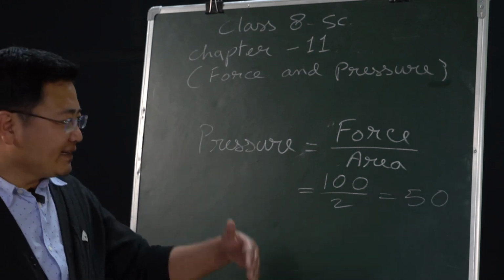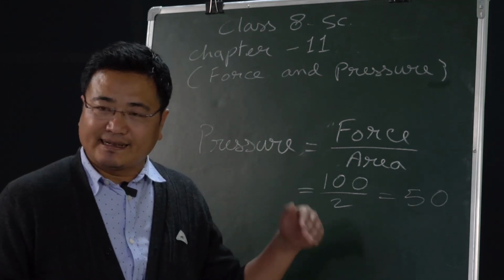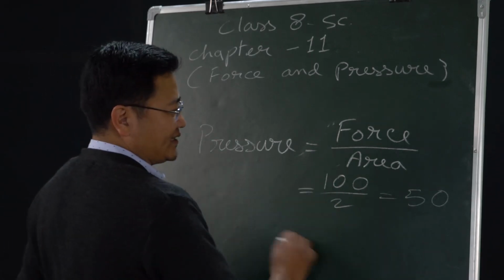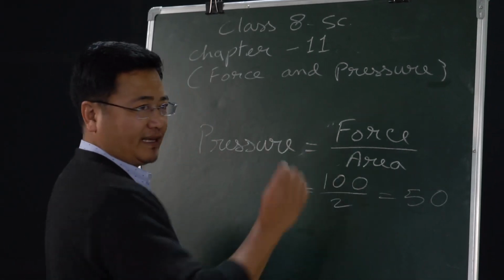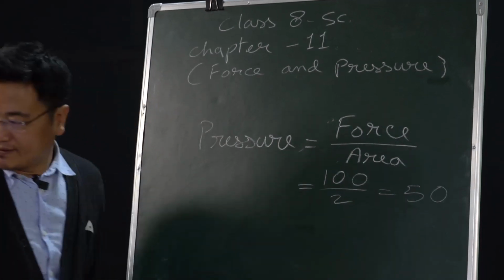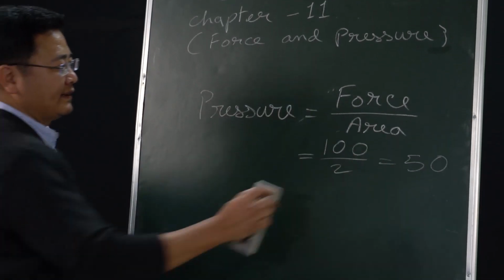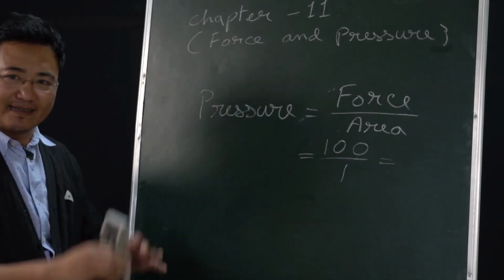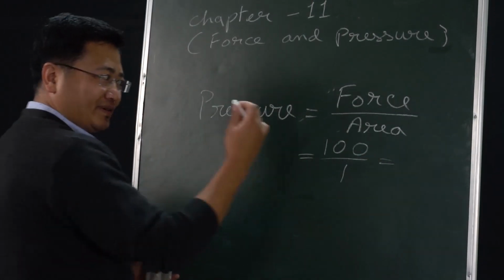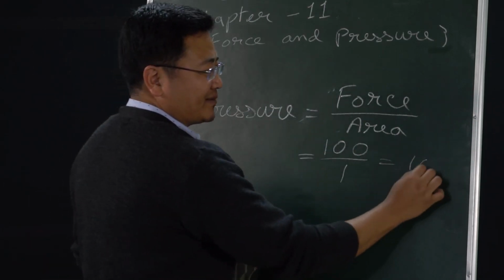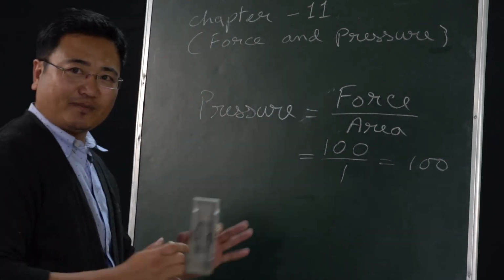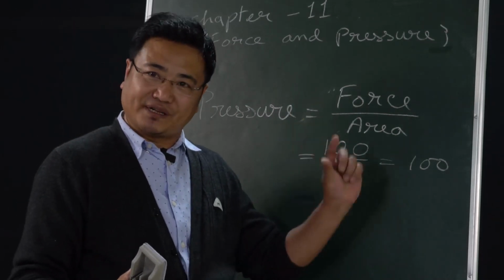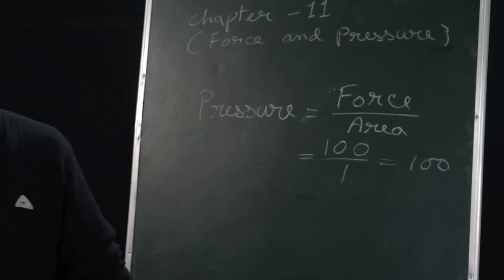Now, when I say if the area is less, then pressure is more, right? So what I mean is that suppose instead of 2, let's say the area is just 1. Okay, area is smaller now. So if it's 1, then we are coming up with 100, right? So that means pressure has increased. When the area is decreasing, pressure is increasing.